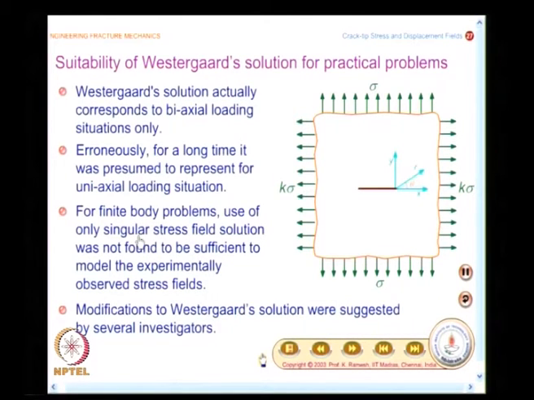Here the focus, what you will have to keep in mind is, singular solution is not sufficient, we have to look for much more than that. And for this, modifications to Westergaard's solution were suggested by several investigators. People looked at what kind of approximations we have made, have we made any mistake in satisfying the boundary condition, and so on and so forth. We will look at one after another.